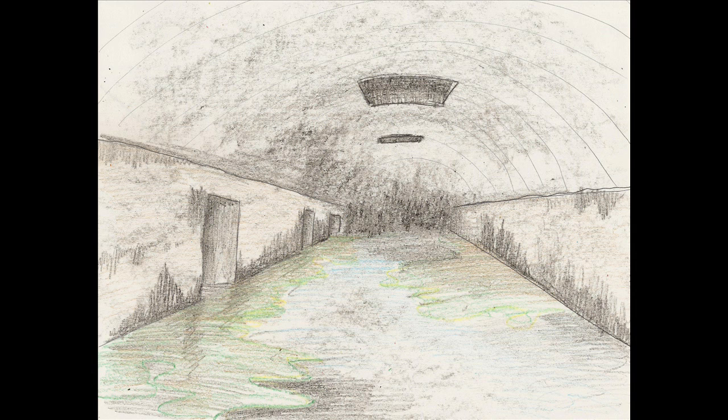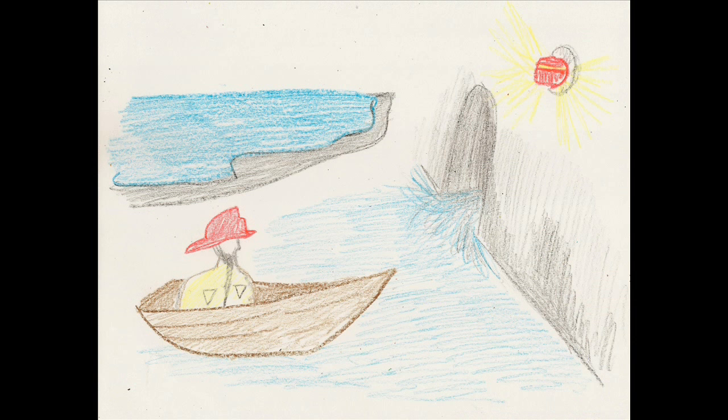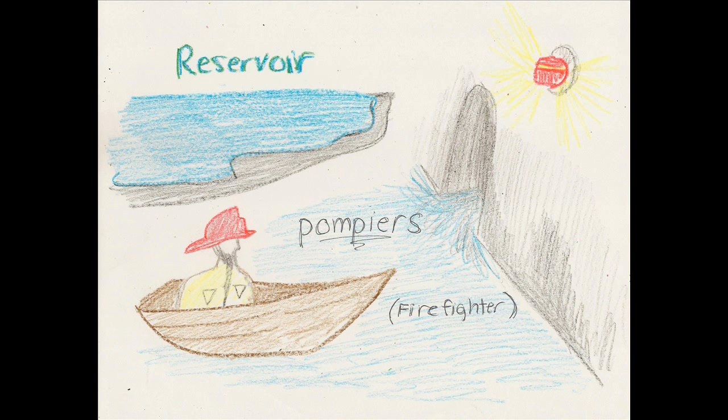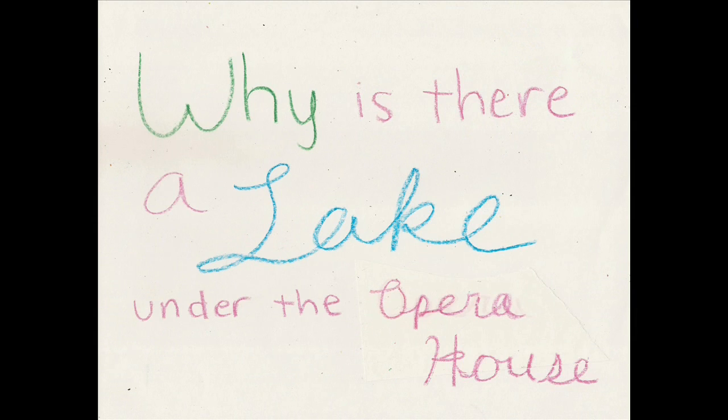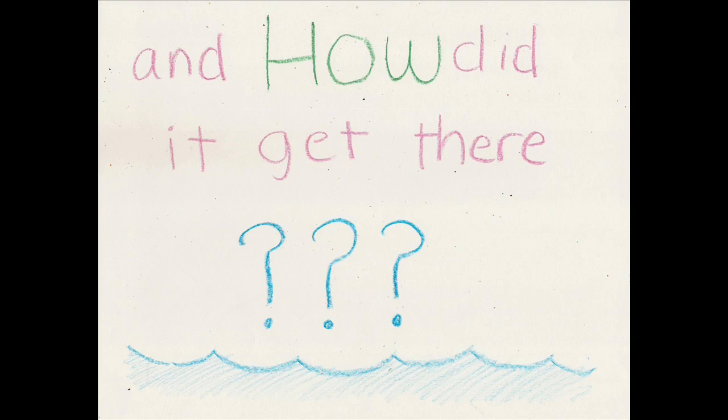This is the underground lake from the Phantom of the Opera. This lake does in fact exist. In fact, the subterranean pond is now a reservoir and a training facility for the city's firefighters. You may wonder, why is there a lake under the opera house and how did it get there?